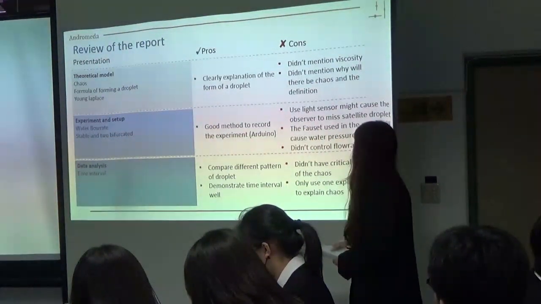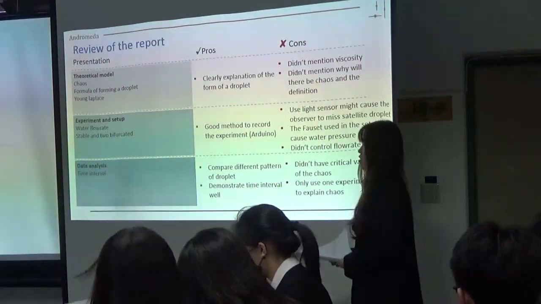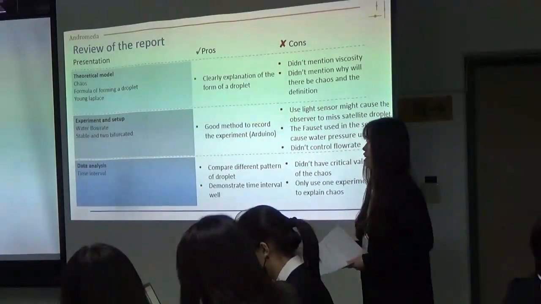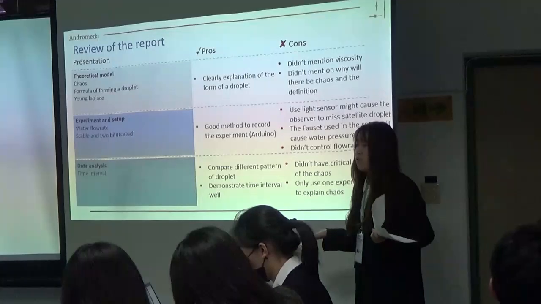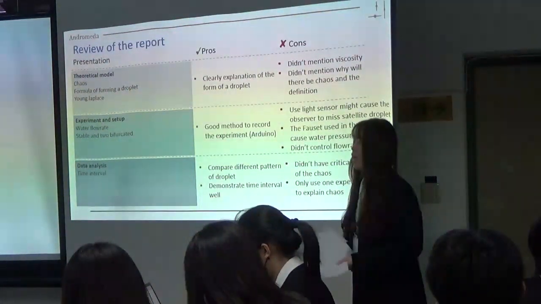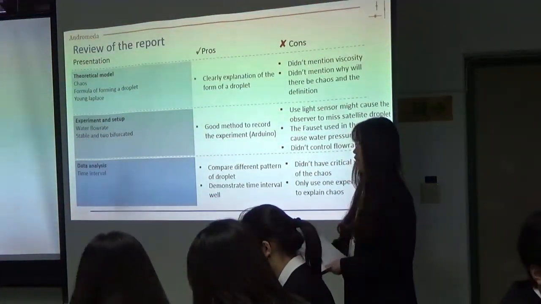And also, he didn't mention why there will be chaos and its definition. He just said that different flow rates will cause chaos, but why will different flow rates cause chaos? We don't know. So maybe I will discuss with him later.